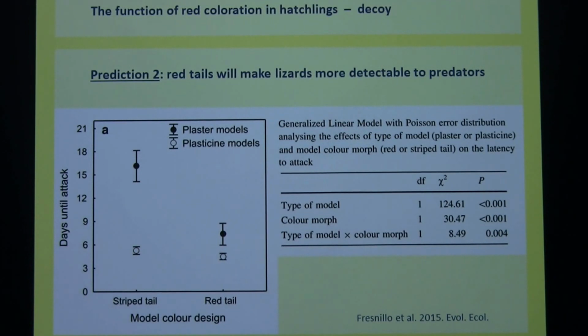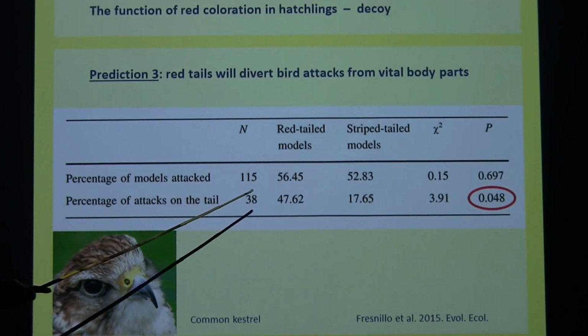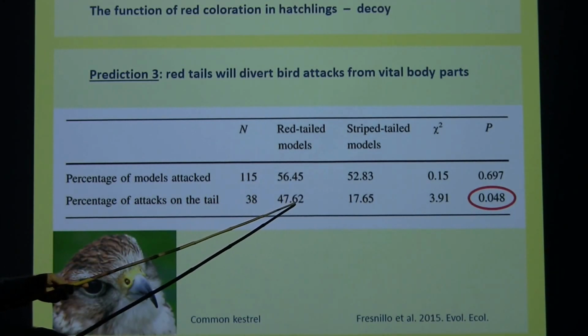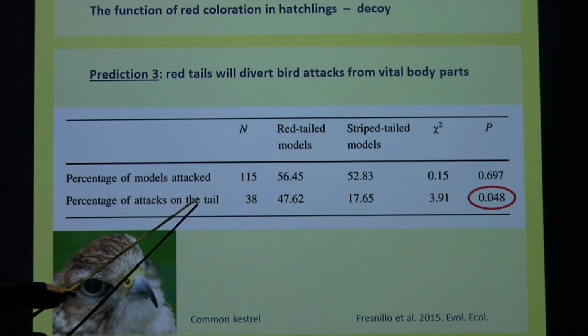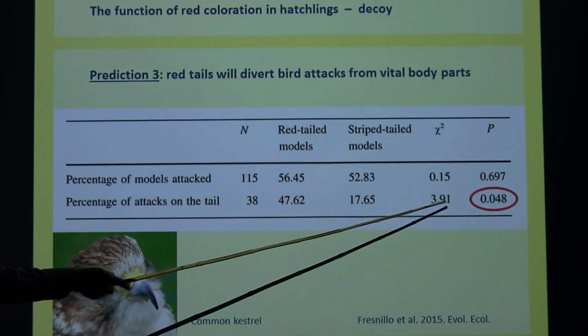So at least for plasta models, red tail seemed to make models more detectable to predators, a result that is consistent with the decoy hypothesis. And the key prediction of the decoy hypothesis is that red tails will divert predator attacks from vital body parts. And indeed, we found that models with red tail received a larger proportion of attacks on the tail than models with striped tail. And this difference was marginally significant.